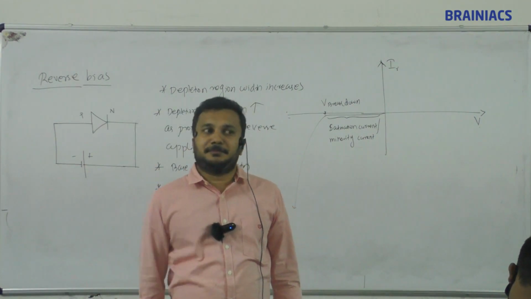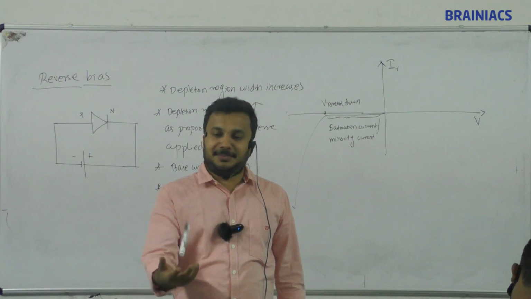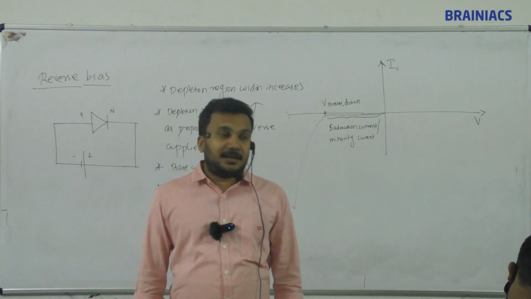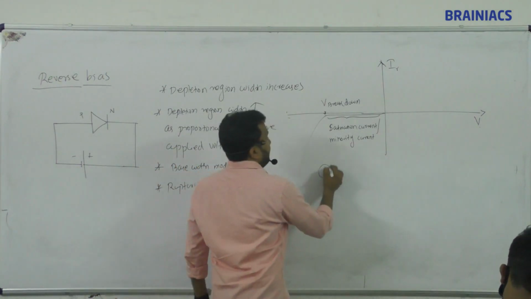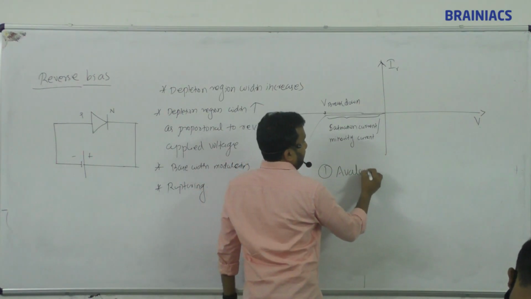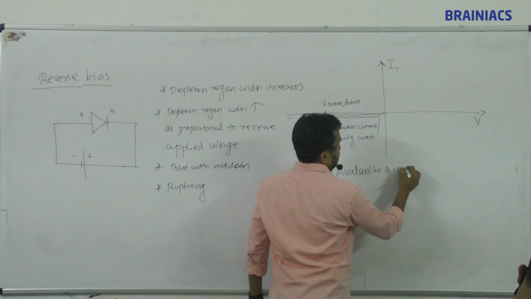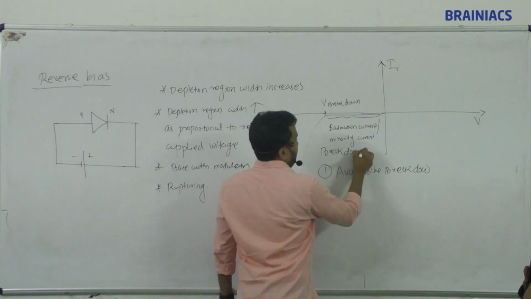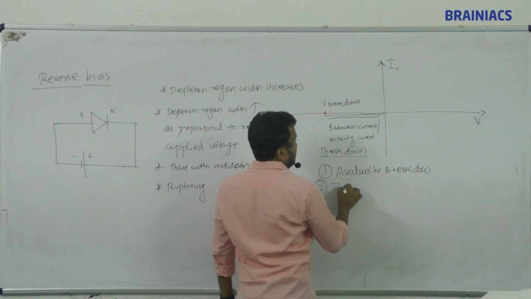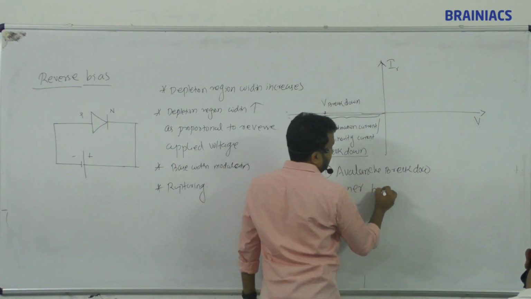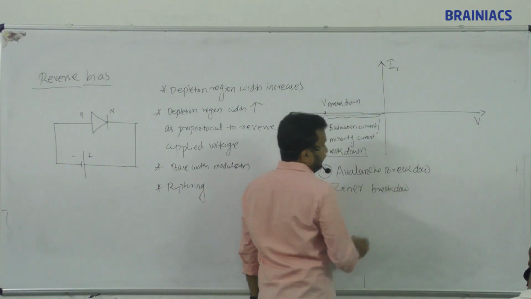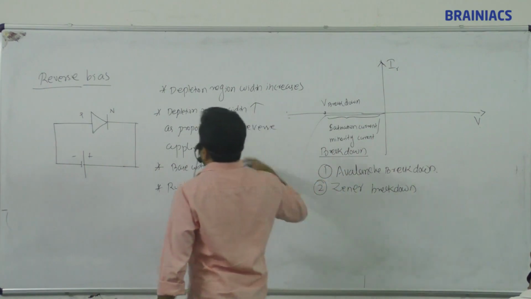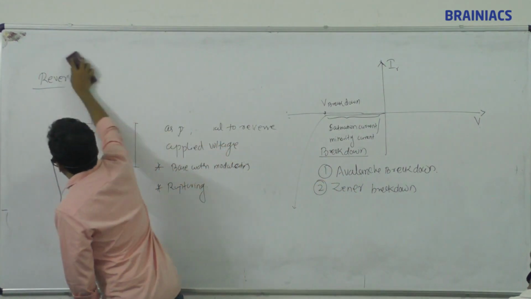What are the two types? Two types of breakdown in a diode. One is avalanche breakdown. Second one is Zener breakdown. So the first one is the avalanche breakdown.